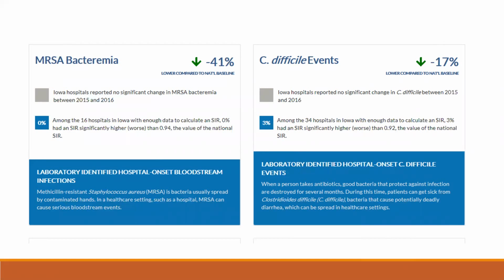C. diff we're also doing really well with, even though our numbers are not where we want them to be with C. diff. The hospitals that are reporting, and that's 34, which is the biggest number that we have of any of the types of infections that are being monitored. We are still well below the national baseline.